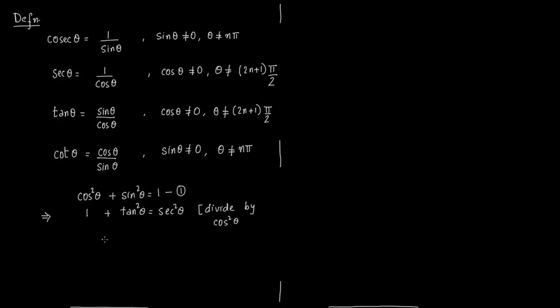Now if we divide both sides by sine square theta, we get cos square theta divided by sine square theta. So that is equation 1, and you divide both sides by sine square theta. So cos square theta divided by sine square theta gives you cot square theta, sine square theta by sine square theta gives you 1, and 1 divided by sine square theta gives you cosecant square theta. So again, you take equation 1 and divide both sides by sine square theta.